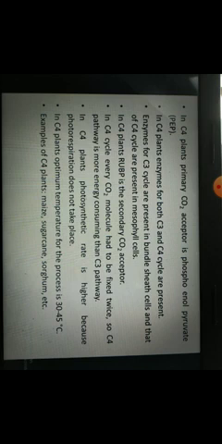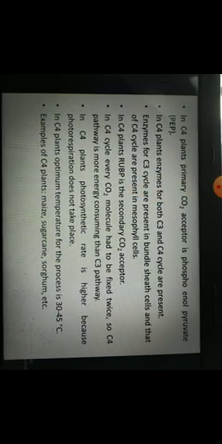And examples of C4 plants are maize, sugarcane, sorghum, etc. This question comes in exams. The examples of C4 plants you have to remember: maize, sugarcane, sorghum, etc. One more is amaranthus. Okay. So this completes our C4 cycle. Thank you.